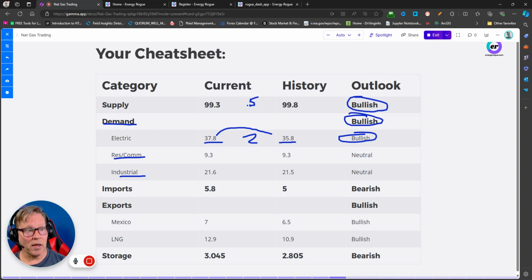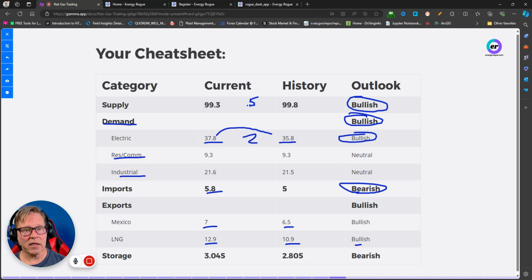Imports from Canada add to the supply. So a number that increases is a bearish indication. So then you have exports. Well, we're currently at 7. Last year we were at 6.5. That is bullish. And then LNG, 12.9 and 10.9 is bullish.